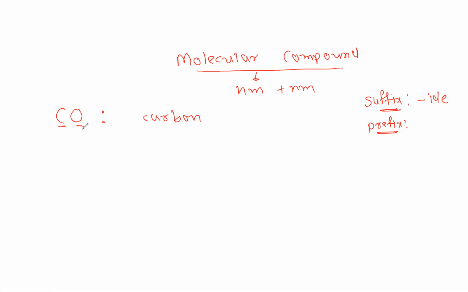If it's one, you don't have to write one. CO means one carbon and one oxygen. But the rule that we are talking about is for the second element. So for oxygen, because it's one, we're going to call it mono. If it's two, what do you think we can call the prefix? Di. If it's three, I think everybody knows now: tri. Four, tetra. Five, penta.